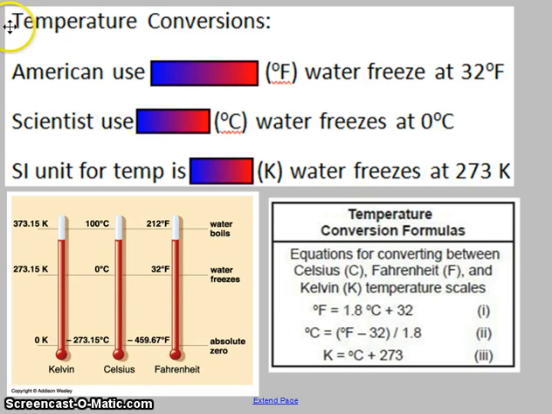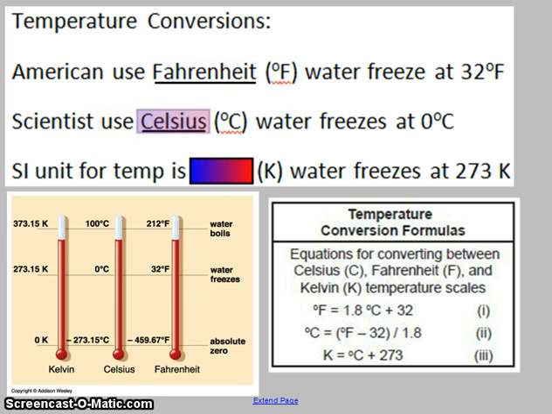Temperature conversions. In America, we use Fahrenheit, and water freezes at 32 degrees Fahrenheit. Scientists use Celsius, and water freezes at 0 degrees Celsius. And the SI unit for temperature is Kelvin, and water freezes at 273 Kelvin. Below you can see the thermometers, the conversion rates for Kelvin, Celsius, and Fahrenheit, and also the table on the right shows conversion formulas if you want to change one temperature to another.